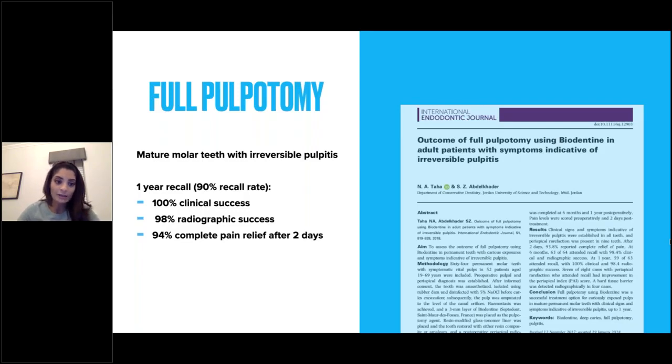And at their 1-year recall, they had quite a good recall rate here, and they had 100% clinical success, 98% radiographic success. And these patients, obviously, are coming with quite severe pain if they've got irreversible pulpitis, and 94% of them had complete pain relief within 2 days. So the initial studies are showing very positive outcomes for the full pulpotomy procedure.